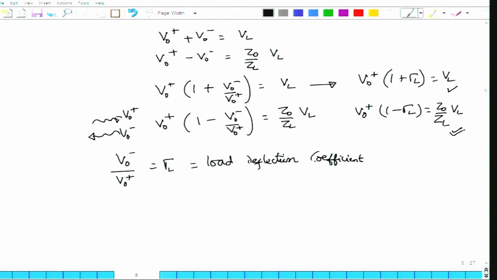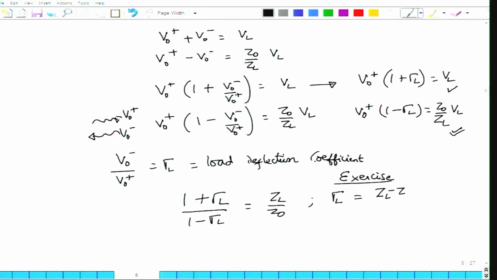Now I divide these two equations. When I divide them, V0 plus goes away and VL also goes away, and what you get is 1 plus gamma L by 1 minus gamma L equal to ZL by Z0. I can rearrange this equation to solve for gamma L. I will leave this as a simple exercise for you. Invert the relationship to show that the load reflection coefficient gamma L is given by ZL minus Z0 by ZL plus Z0.